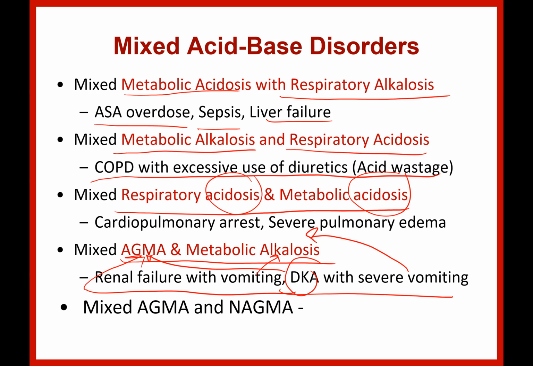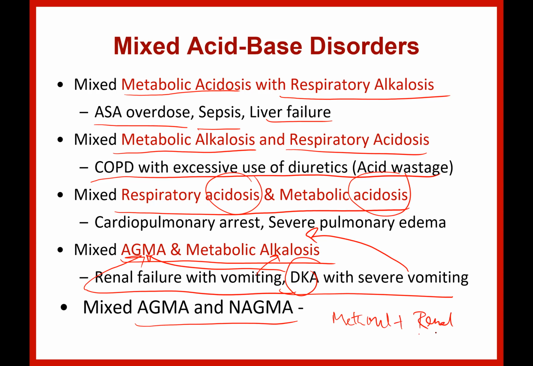And finally, you have AGMA plus NAGMA. That is both anion gap and non-anion gap, two types of acidosis occurring in the same patient. For example, a patient has methanol poisoning or ethylene glycol poisoning, and he is also a patient of renal disease, renal failure.